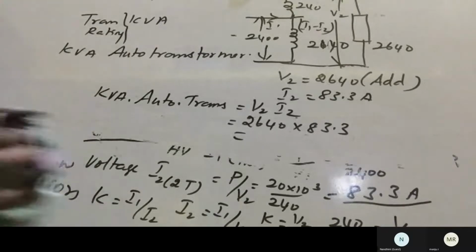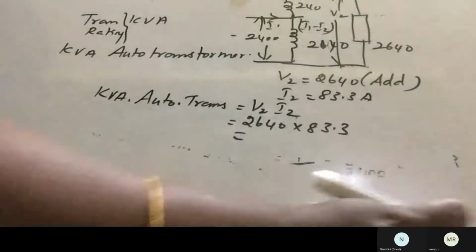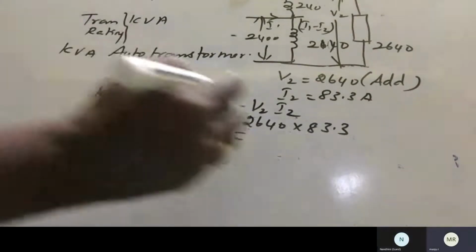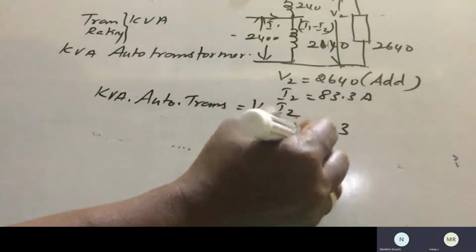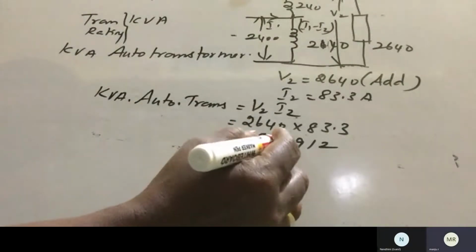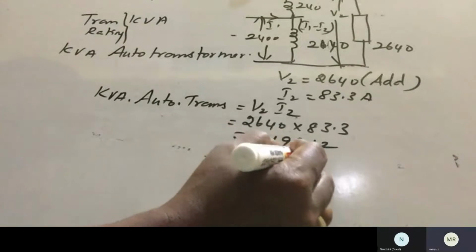Nandini, Manju, wait, ma'am. Ma'am, 2,19,912. So 2640 into 83.3, 219912, ma'am.